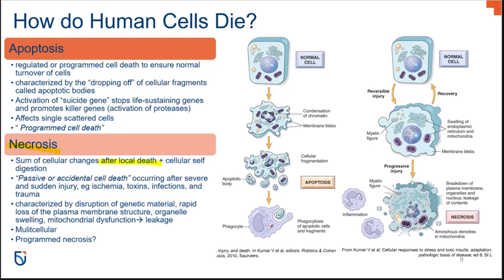Necrosis compared to apoptosis is considered a passive or accidental process of cell death occurring after there's been some sort of severe and sudden injury. So for example, we could have ischemia, which is a reduction in blood supply to a cell, the presentation of toxins, infections, some sort of trauma.